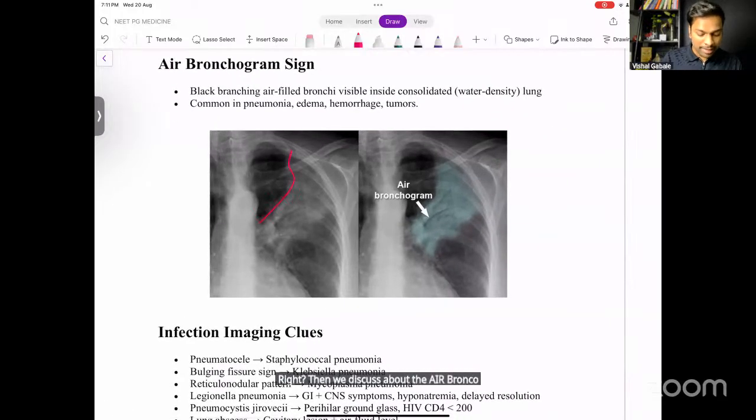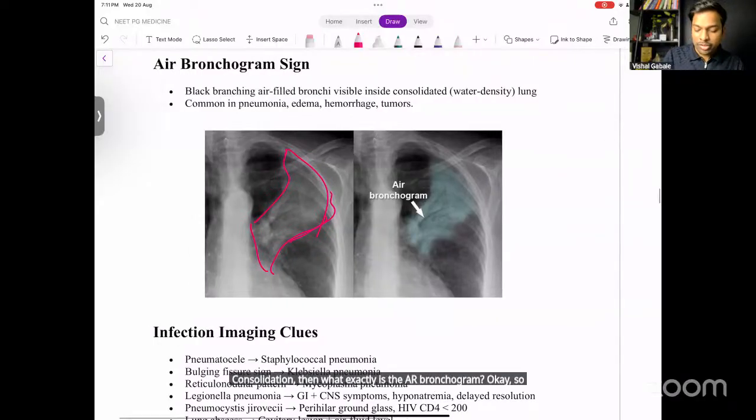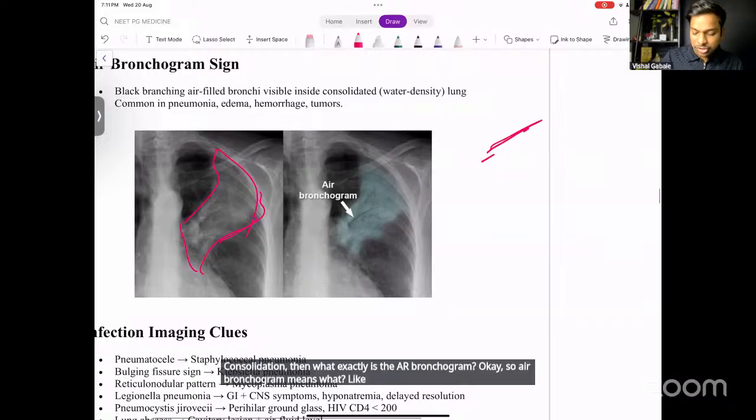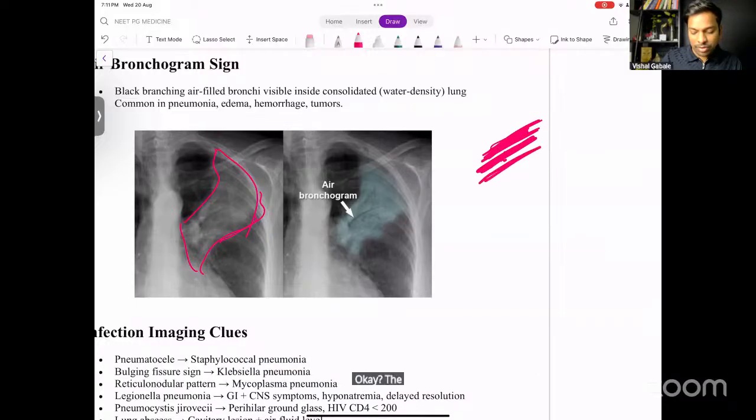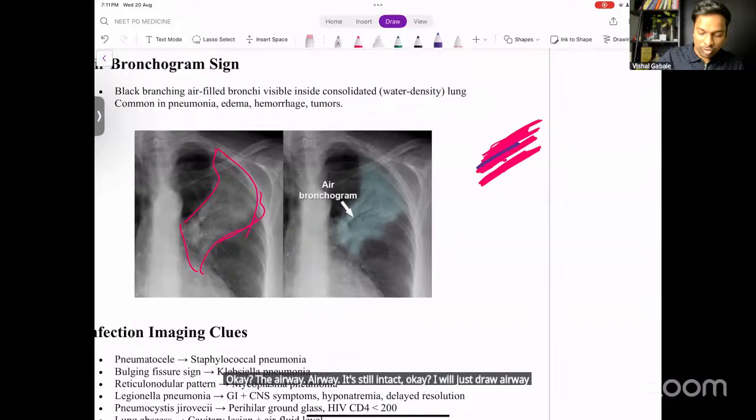Okay, this is the X-ray of consolidation. And what exactly is the air bronchogram? Air bronchogram means what? If this tissue is consolidated, the airway is still intact. I will just draw the airway in a different color, let's say a blue color over here. Because of this blue airway, you can see the air is still passing through this.